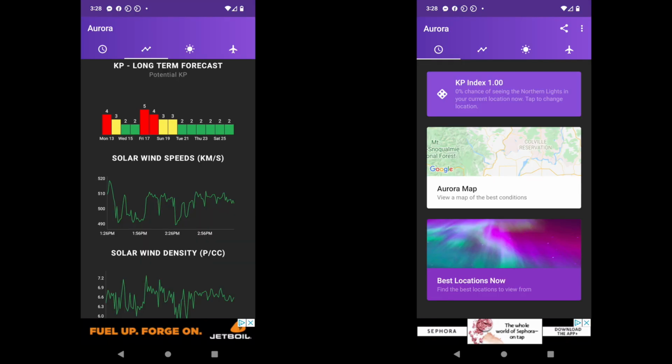The other app that I frequently use is My Aurora Forecast, and I primarily like this one because of its aurora map, which superimposes the predicted aurora oval and its intensity over a Google map. So it gives me a better idea of the southern extent of the aurora oval.